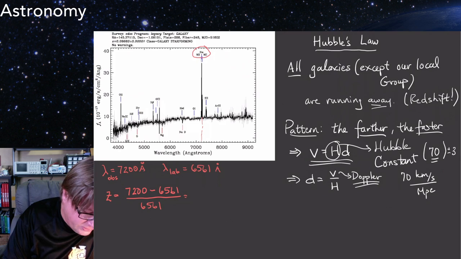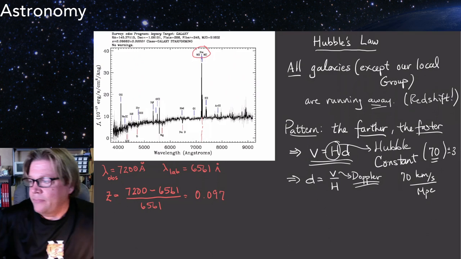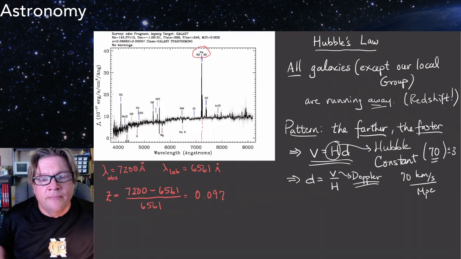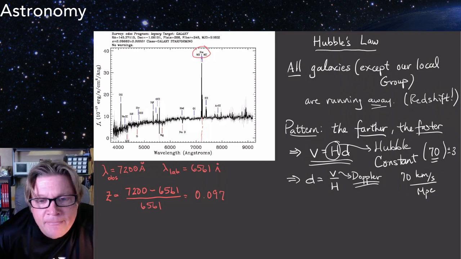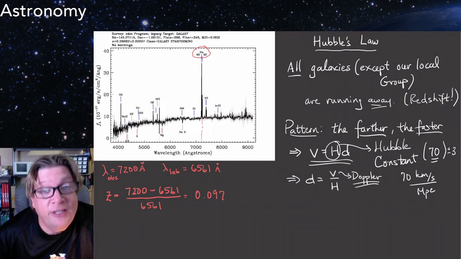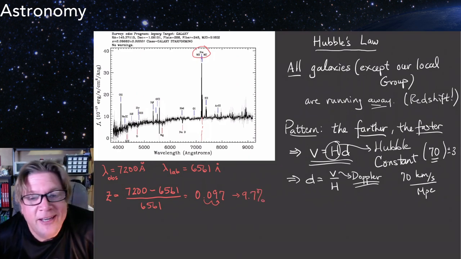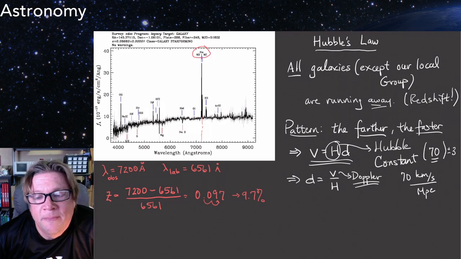So it's 7,200 minus 6561, divided by 6561, and it looks like it's 0.097. Okay, so that's the fractional redshift. If you want it as a percent, just multiply by 100. Just move the decimal point over 2 spots. And this is 9.7%. So it's almost a 10% redshift.